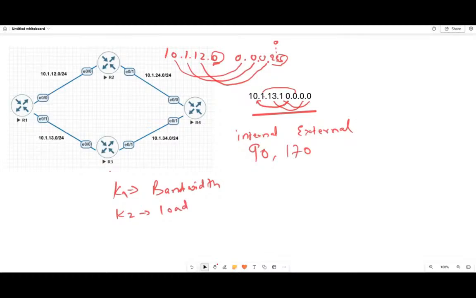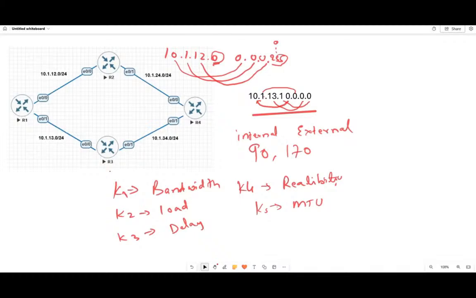These are all related to the interface. K3, delay. What is the delay of the link? K4 is reliability. And K5 is MTU, maximum transmission unit.